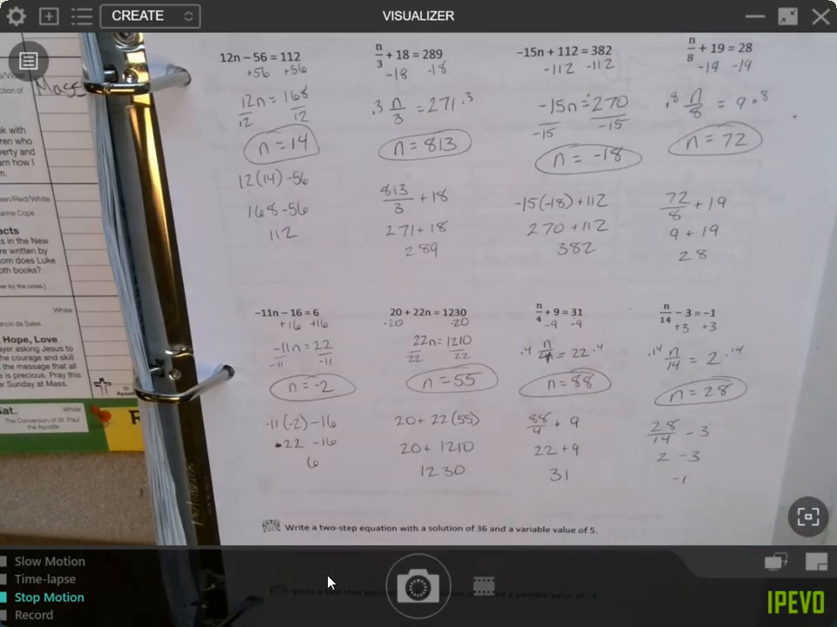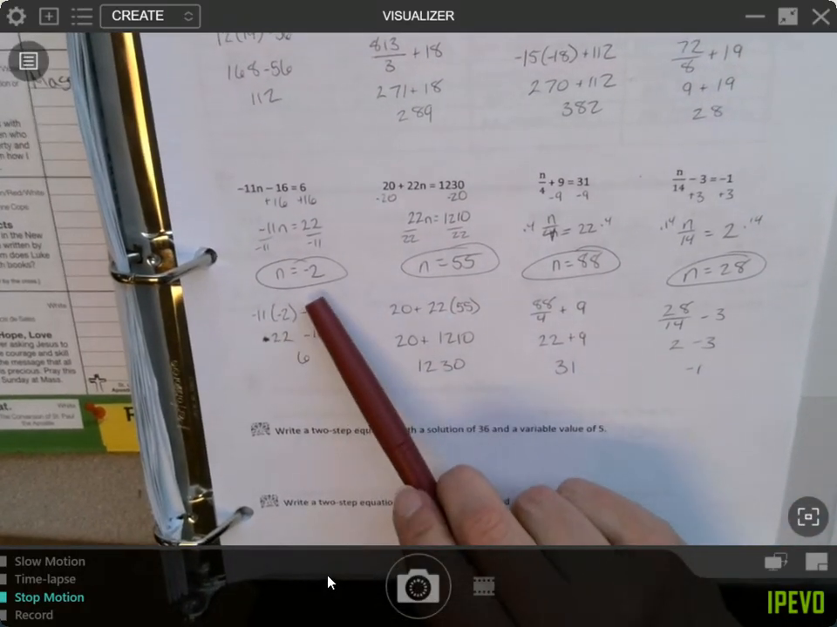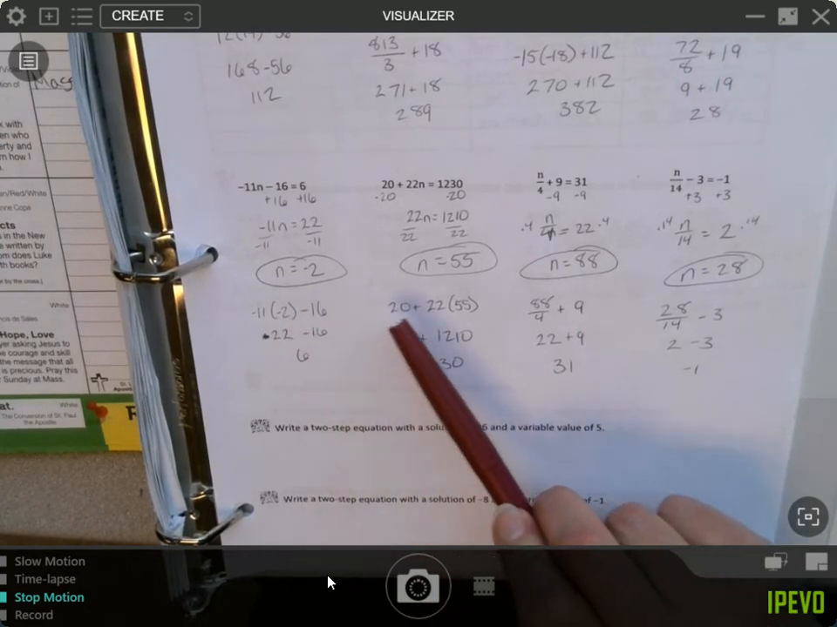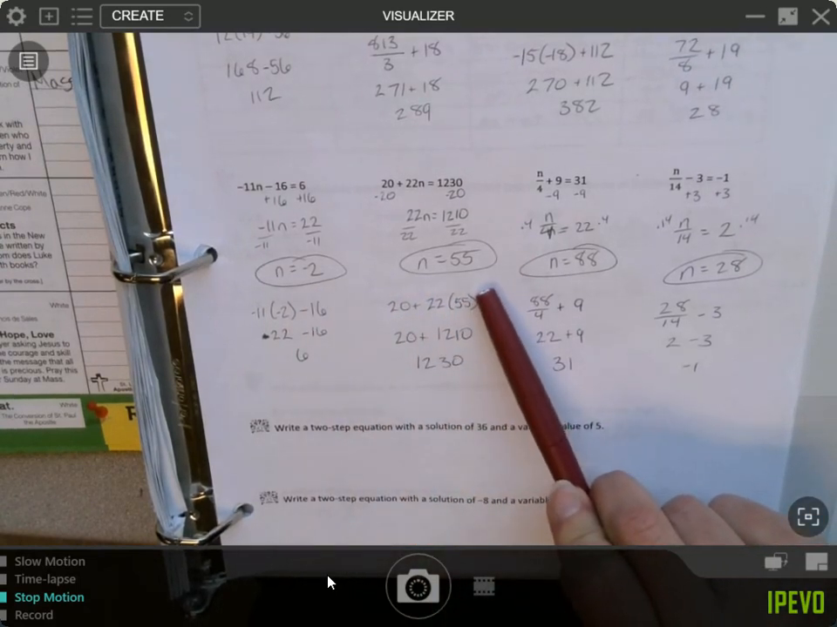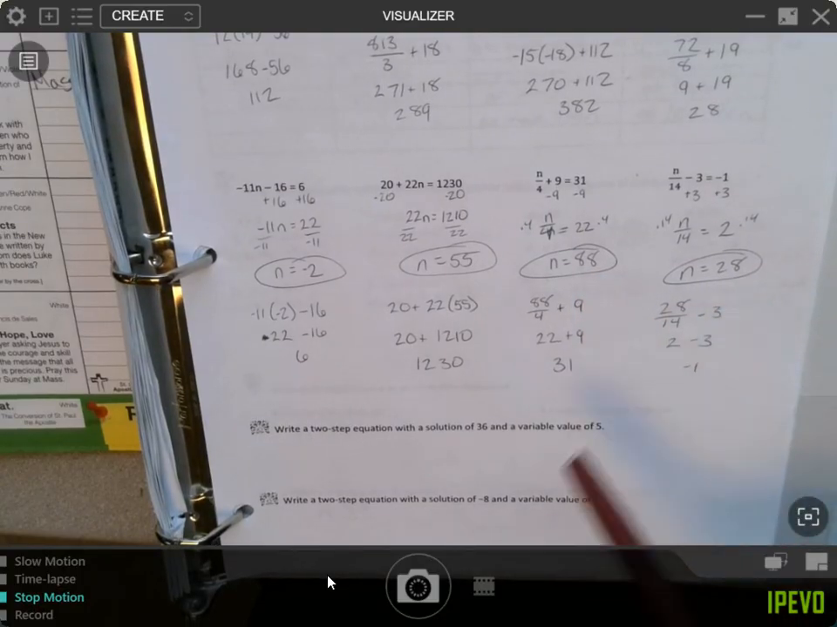Our next section, we have n equals negative 2, n equals 55, n equals 88, and n equals 28. Anyone that we got a different answer for, raise your hand and we can help you find the mistake. Finding mistakes is how we learn and grow so we can do well on the test. So we all got all of these right?